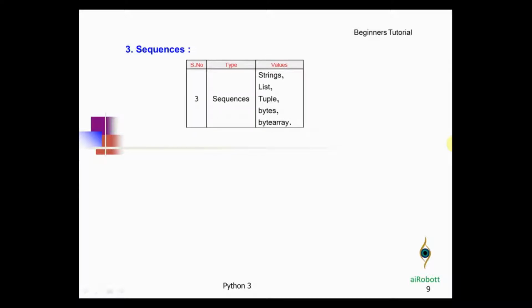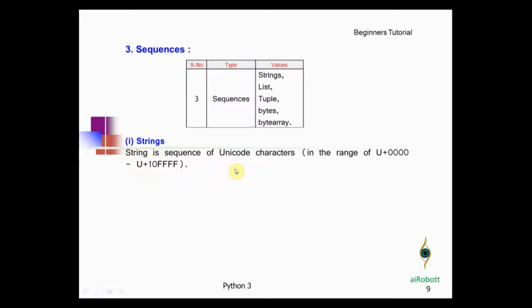Sequences. In sequences, we are going to learn about strings, list, tuple, bytes, and byte array. These are all sequence data types. The first one is strings. A string is a sequence of Unicode characters in the range of U+0000 to U+10FFFF. Strings in Python are identified as a contiguous set of characters. These are represented in quotation marks only. Python allows single or double quotes.